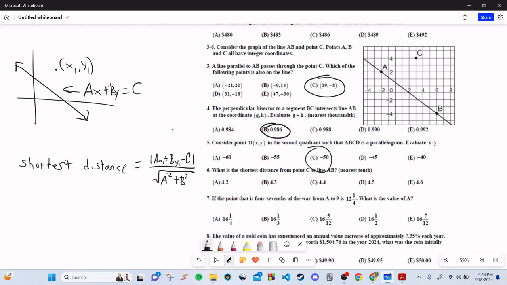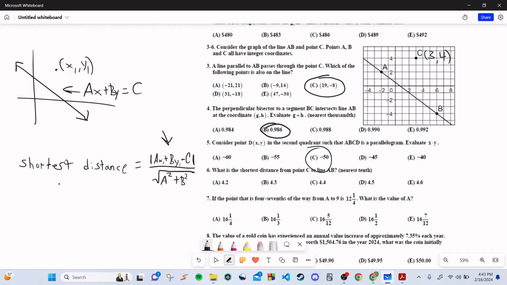Okay, so we've got a formula, but now we need to get a few things. So one, we need to get the coordinates of point C. It's pretty easy to do. So that's 3, 4. Okay, so now we've got x1 and y1. But now we need a and b and c. So we've got to express line AB in standard form.